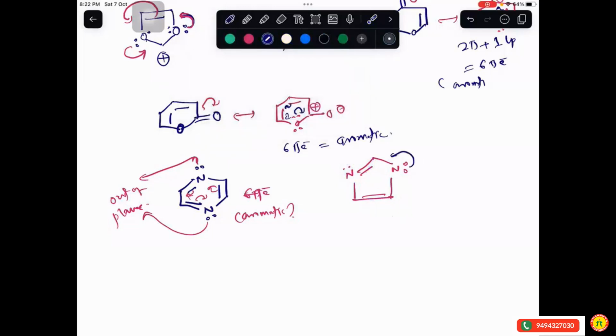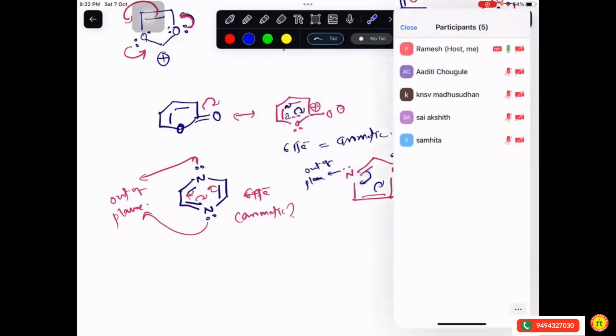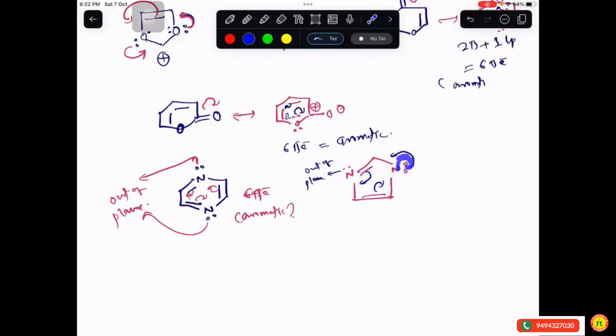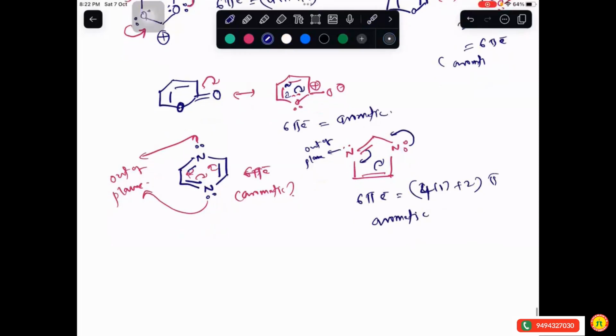This lone pair is participating. This pi bond is in this one, but this is out of the plane. Why can you say out of the plane? Because a pi bond is already there. This pi bond is involving the conjugation. So this lone pair is not part of the conjugation. Getting it? Now how many electrons, this lone pair you have to consider as a pi bond because it is forming the pi bond, right? Pi electrons. In total there are 6 pi electrons, okay? You can consider this as 4n + 2 pi electrons, right? Therefore, it is aromatic. I hope you are understanding clearly.